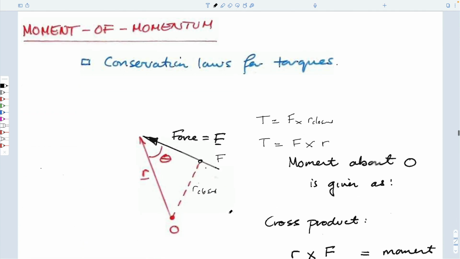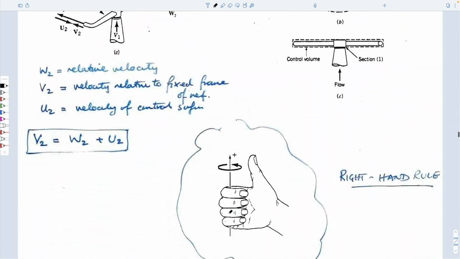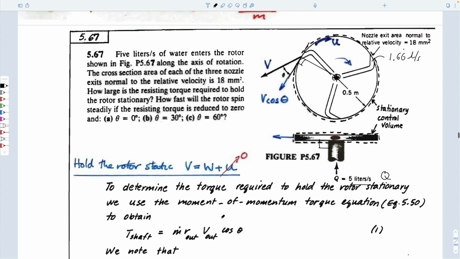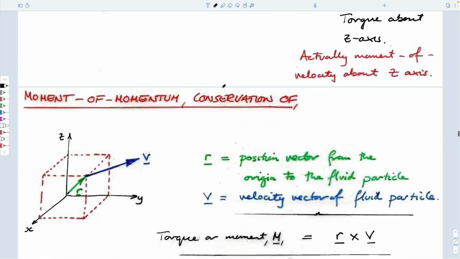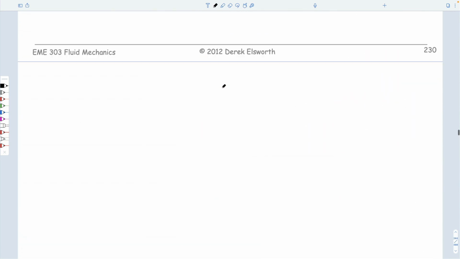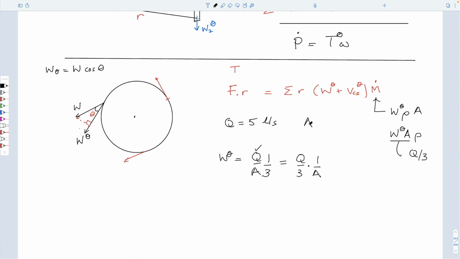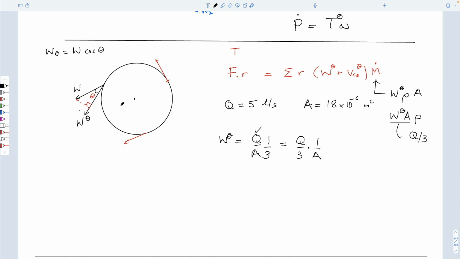I think it was 18 millimeters squared. Each nozzle is 18 millimeters squared. So area equals 18 millimeters squared times 10 to the minus 6, right? 10 to the minus 3 meters in a millimeter. Meters squared is 10 to the minus 6 for this. So we have that.